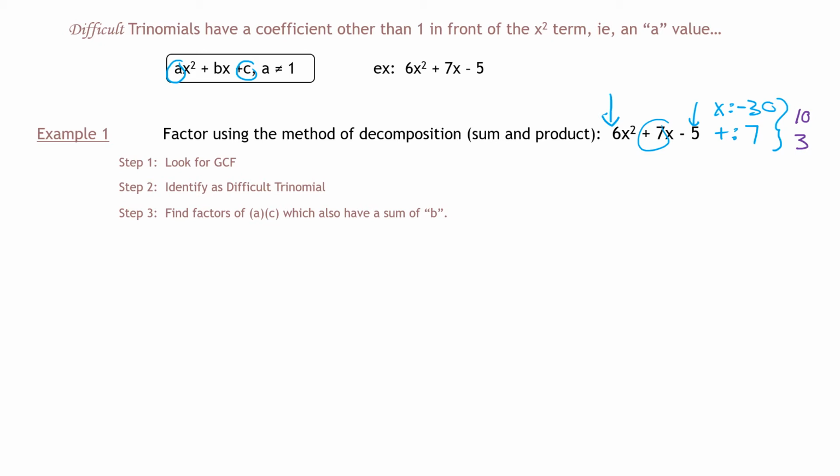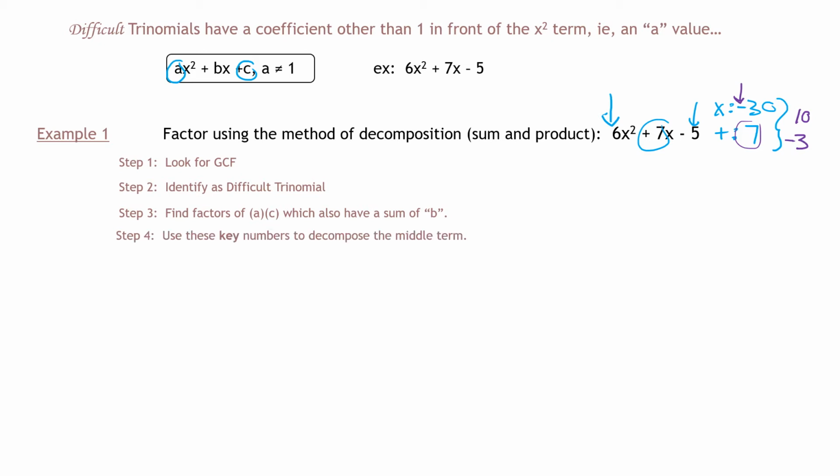So how would we get a 7 out of a 10 and a 3? This one has to be negative. And we know we need a negative because there's a negative sign right there. So 10 times -3 would give me that -30. So we've got our two key numbers here, +10 and a -3. That's step 2, or step 3. Let's look at step 4.